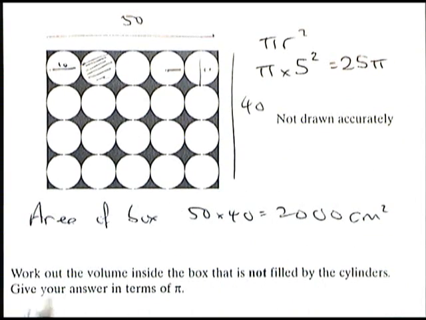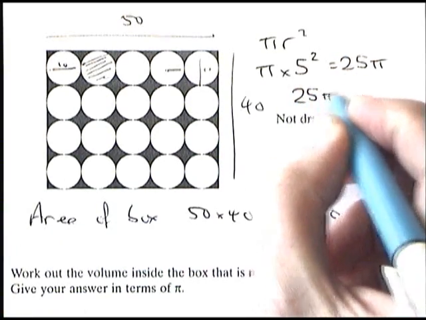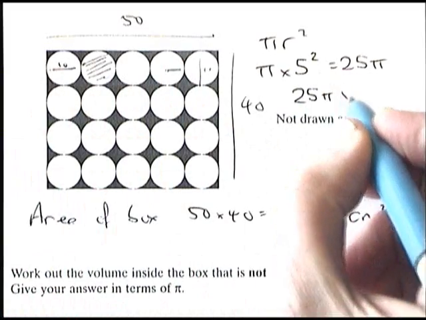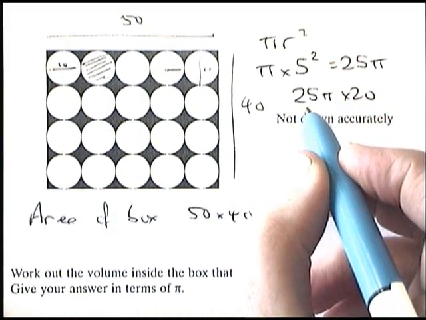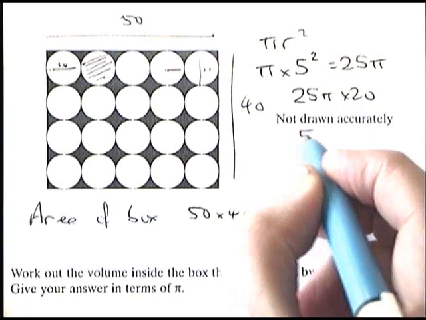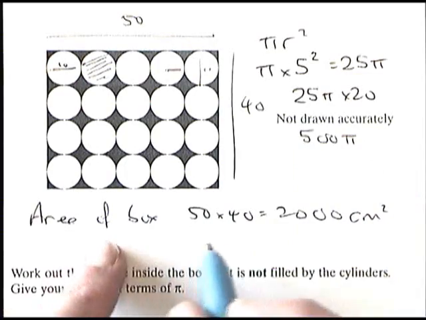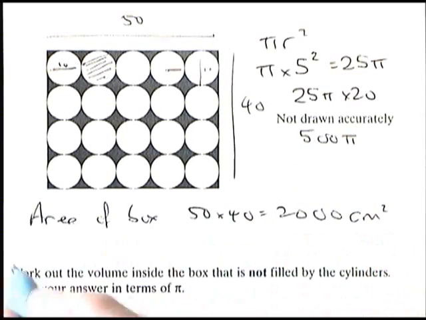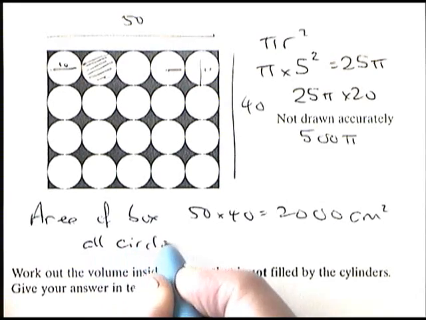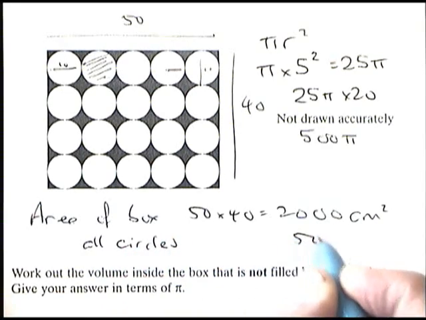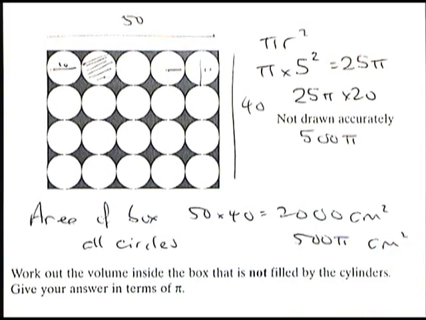And we've got 20 circles in here altogether. So the total area of all of these circles added up is 25 pi times by 20. 25 times by 20 is 500. So that's 500 pi. So we've got the area of the box is 2,000 centimeters squared, and the area of all the circles, that is 500 pi centimeters squared.